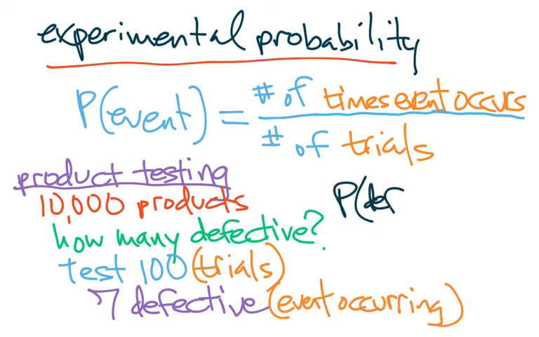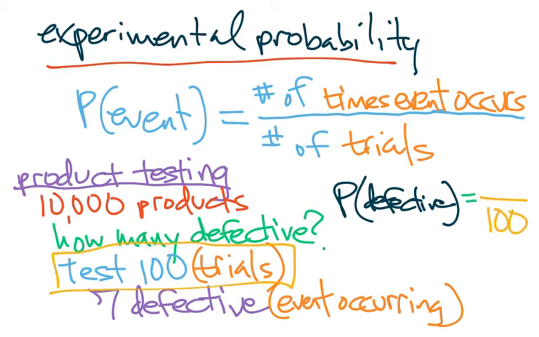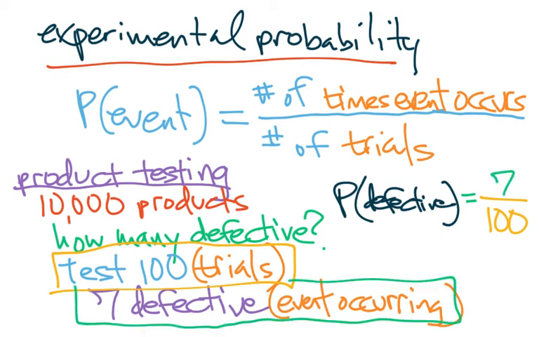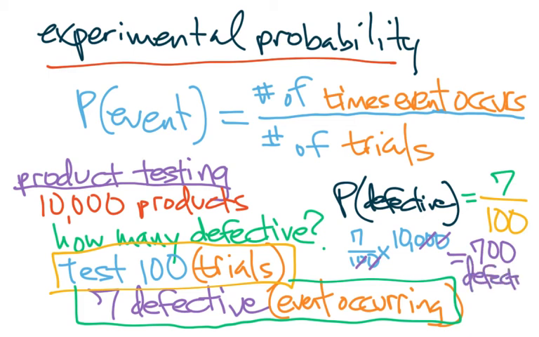Because if I ask, what's the probability of one of these things being defective of my 10,000 or of the 100 I tested, I know that the number of trials is 100 and the number of times the event occurred was 7. So therefore, the probability of one of them being defective is 7 to 100. Now, in order to find out how many are defective of the 10,000, I can take that 7 to 100 and I can multiply it by 10,000. I got some nice cross-canceling, boom, boom. And then I just got 7 times 100. So that would mean that 700 are likely to be defective.